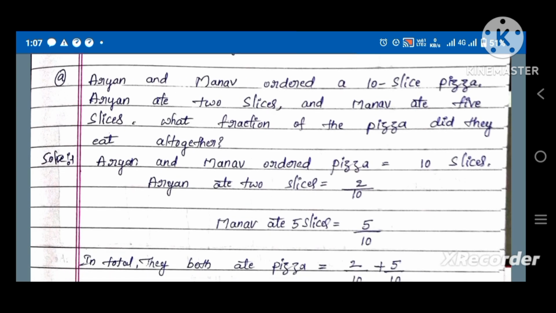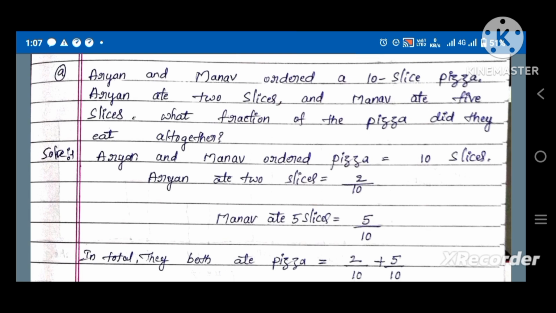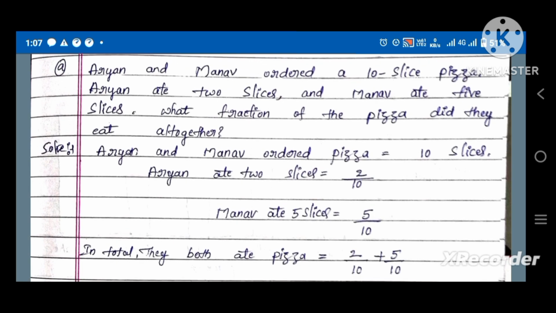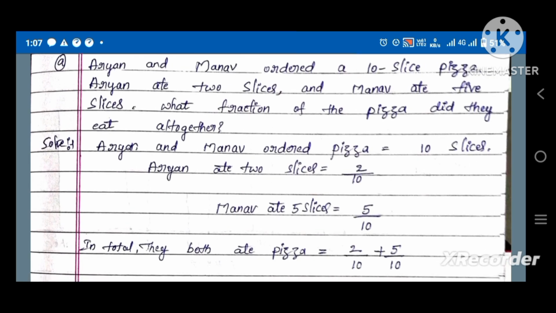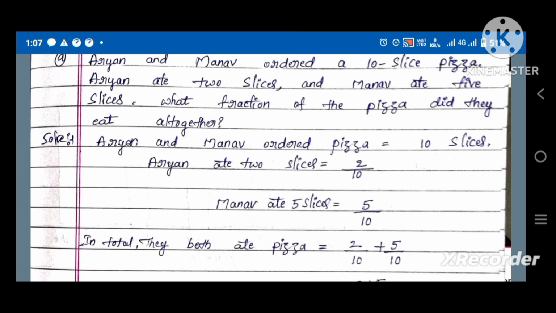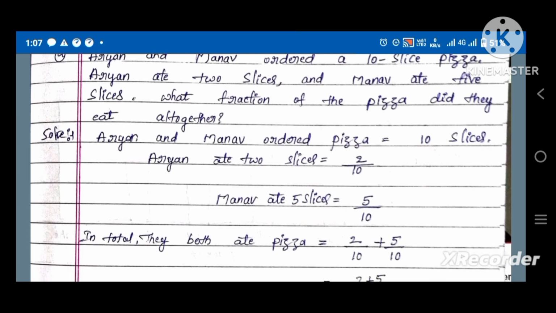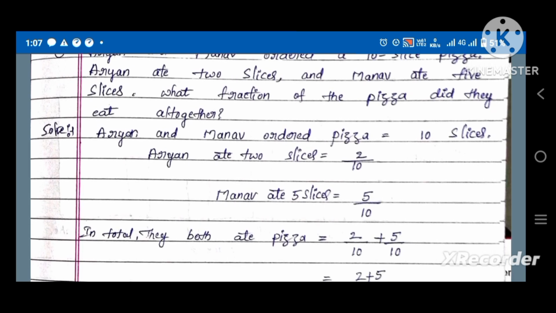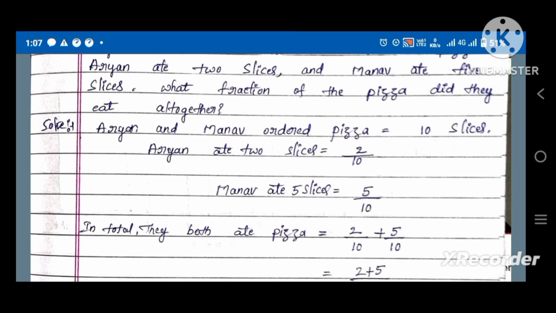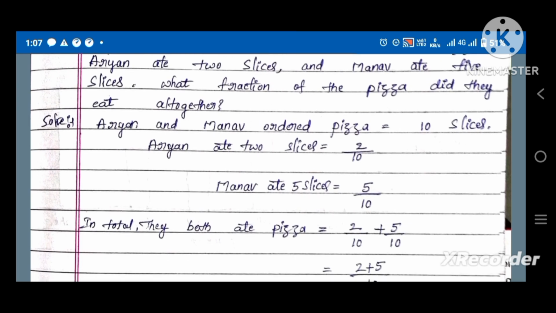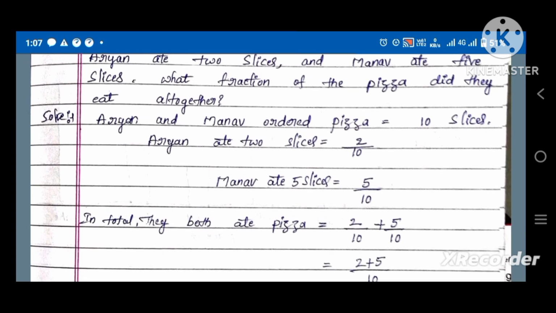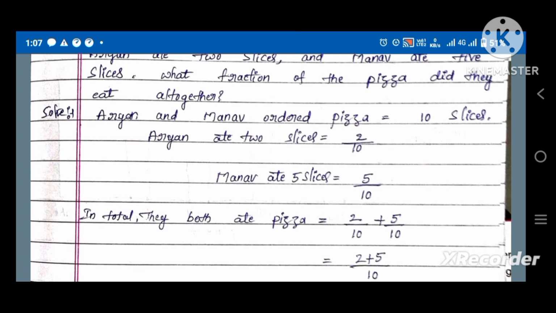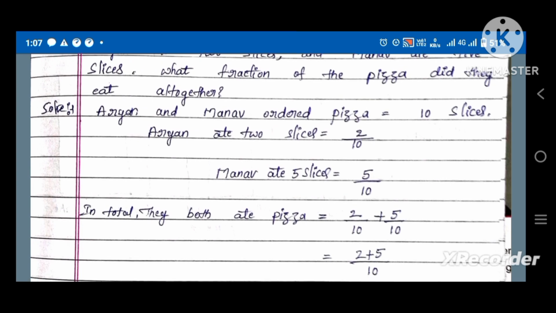Solve. Aryan and Manav ordered pizza is equal to 10 slices. Aryan ate 2 slices is equal to 2 by 10. Manav ate 5 slices is equal to 5 by 10. In total, they both ate pizza is equal to 2 by 10 plus 5 by 10 is equal to 7 by 10.